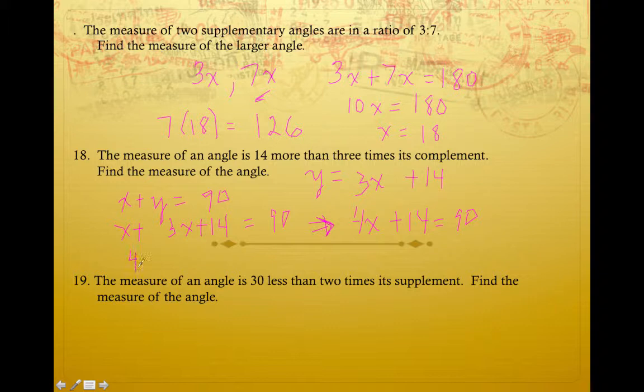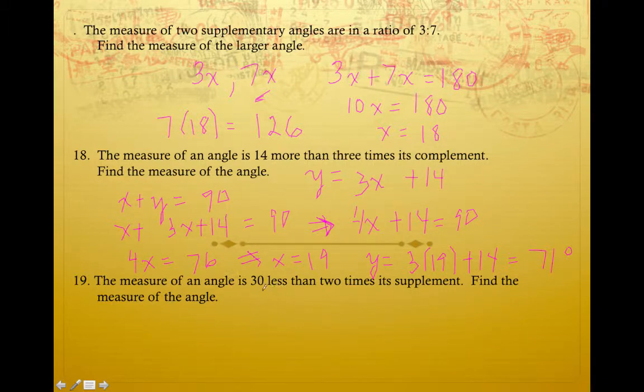So 4x is 76. So x, dividing by 4, is 19. And the question is, what is the angle? The angle was the one that was 14 more than 3 times its complement. So y is the thing that we want to answer. 3 times 19 plus 14. So that equals 57 plus 14, so 71 degrees.